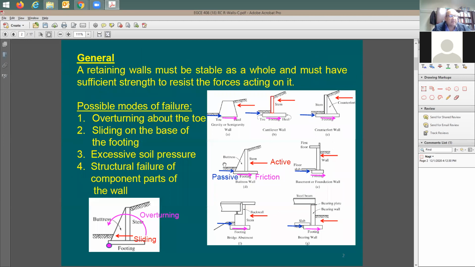So in that case, this pressure here is going to be a little bit high in the intensity only. What do I mean by the intensity? It means the pressure itself is going to be high, but because the height is small, the total pressure coming from the right side is going to be more than the pressure coming from the left side. So we call this passive pressure. Passive pressure is going to happen when you push the wall against the soil.